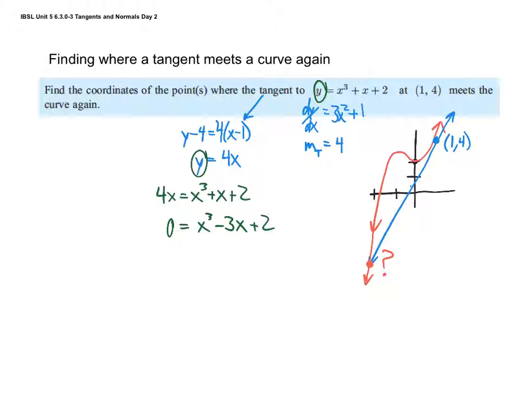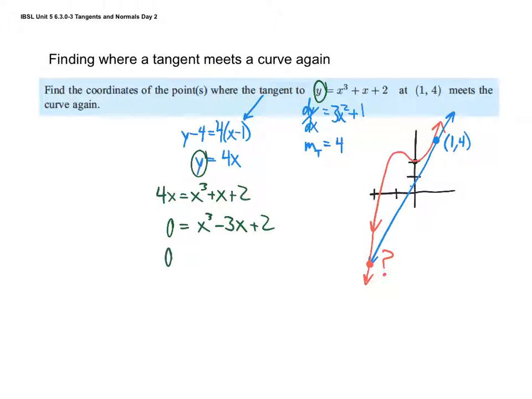You say, well, how in the world do I solve that? Well, we can try to factor, but here's the cool thing. We already know one of the roots of this equation. Which one do we know? We know 1 will make these guys intersect, right? We know it intersects at x equals 1.